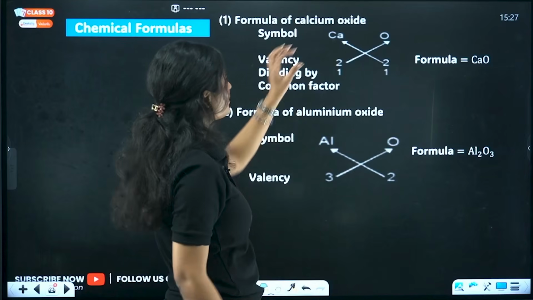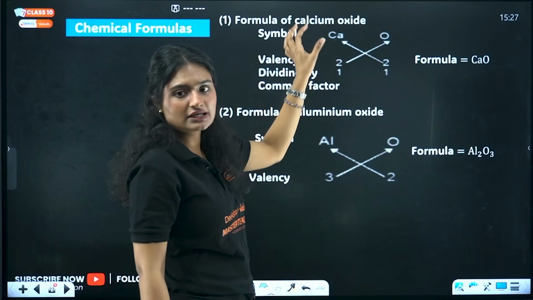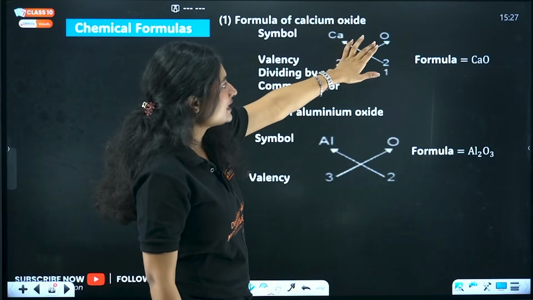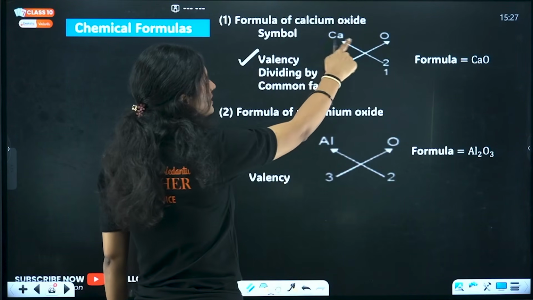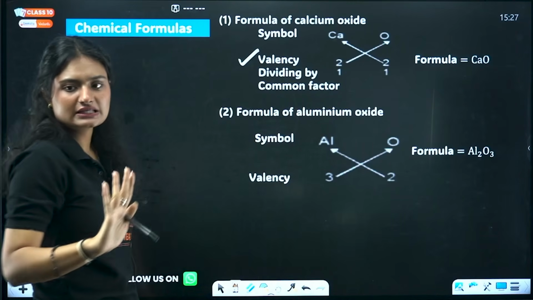You just write the cation first, then you write the anion. Cations are the positively charged species, anions are the negatively charged species, and then you write their valencies. Then you simply crisscross it.